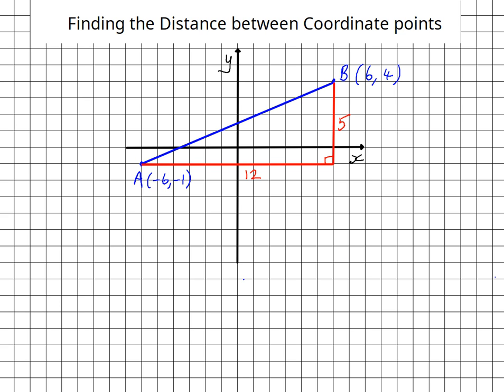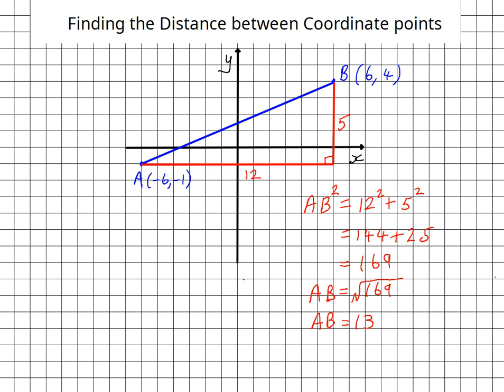Okay, so our length AB, we can now use our Pythagoras because we have a right angle triangle. So AB squared is the sum of the square of the other two sides, so 12 squared plus 5 squared. So 12 times 12 is 144. 5 times 5 is 25. Add those two together, you get 169. But that is AB squared. Remember, we have to take the square root. So the square root of 169 comes out at 13.